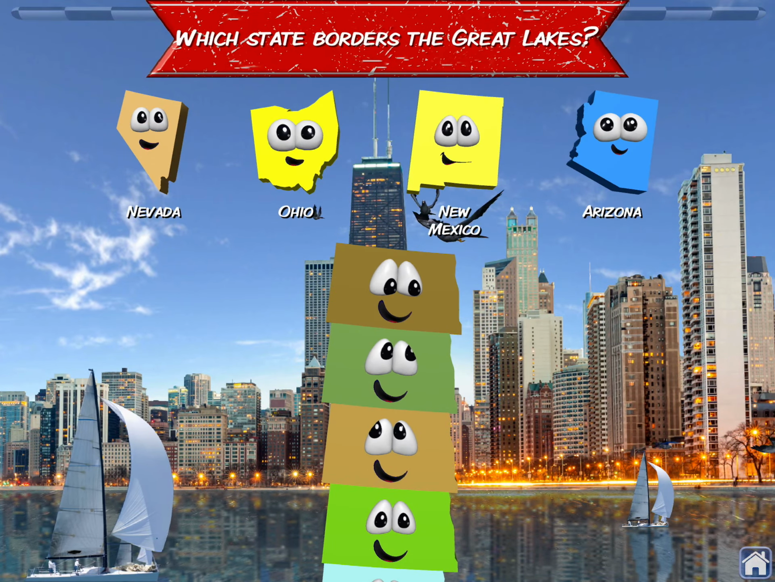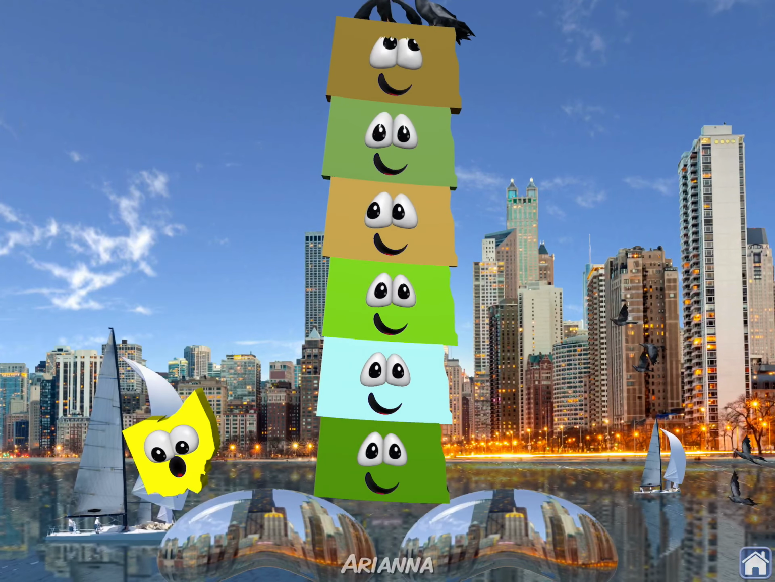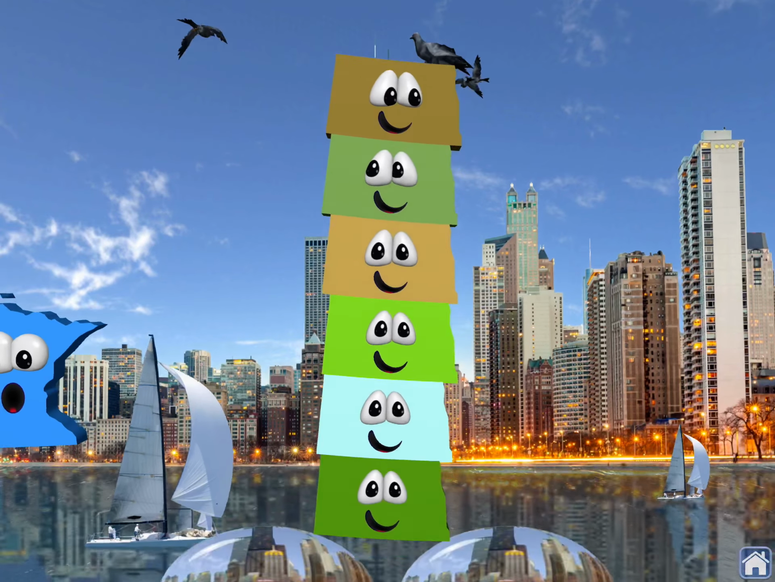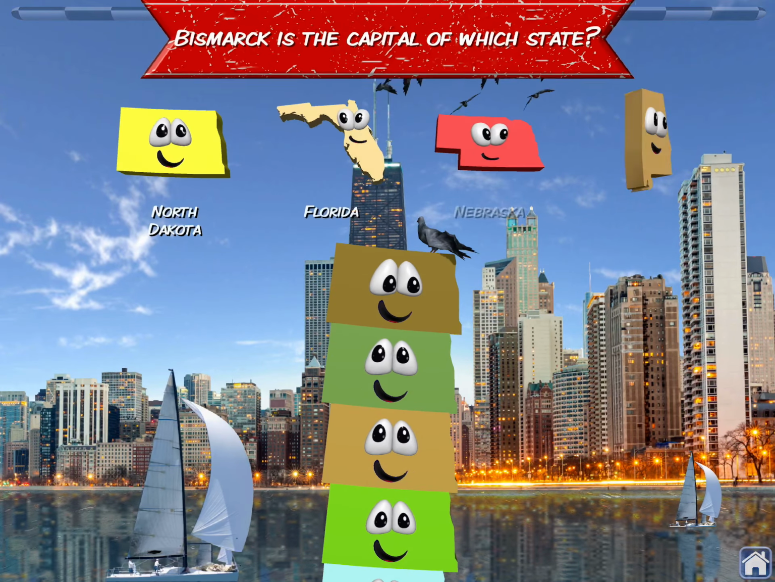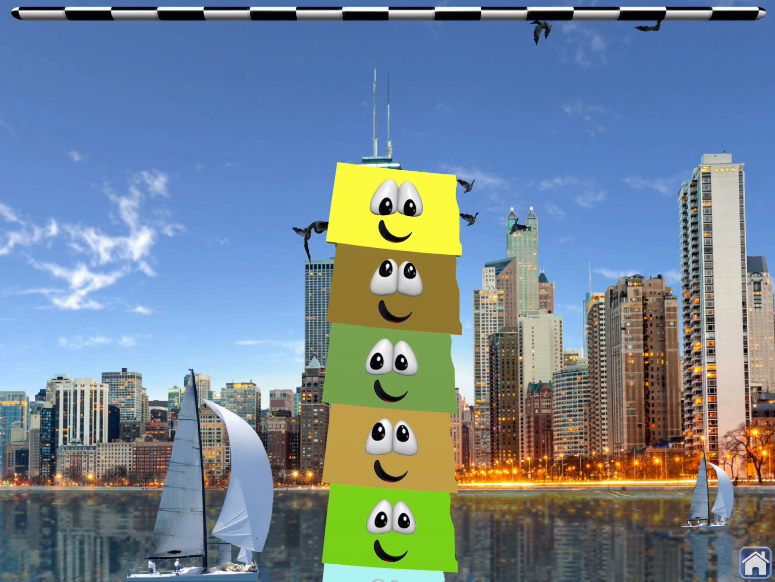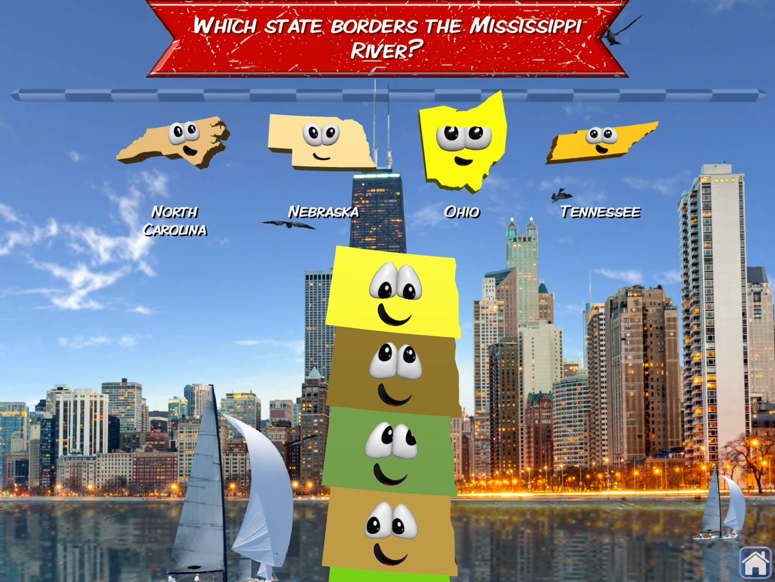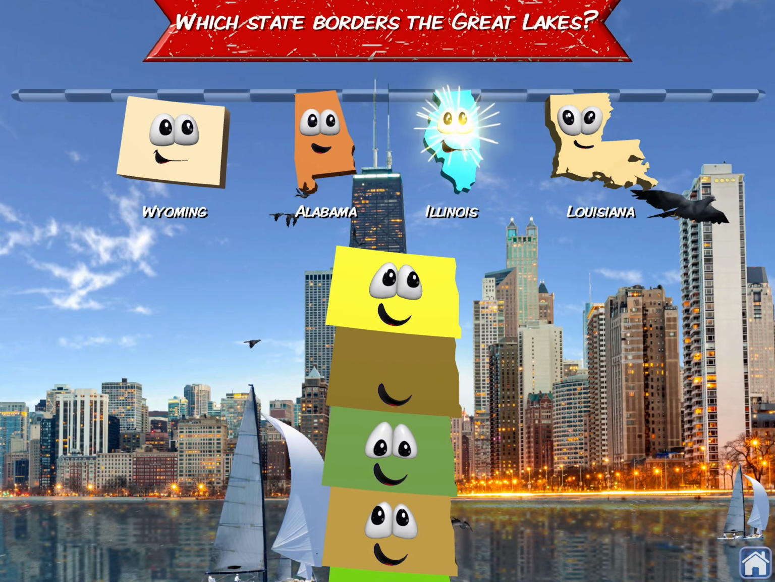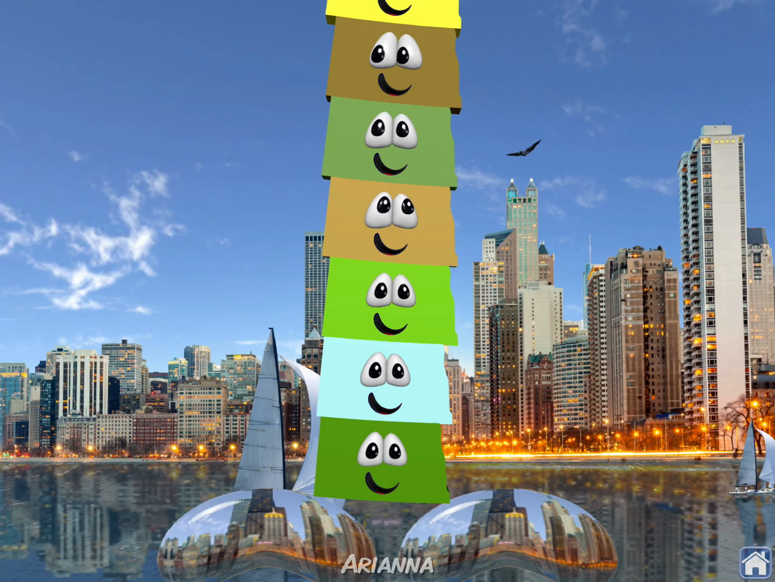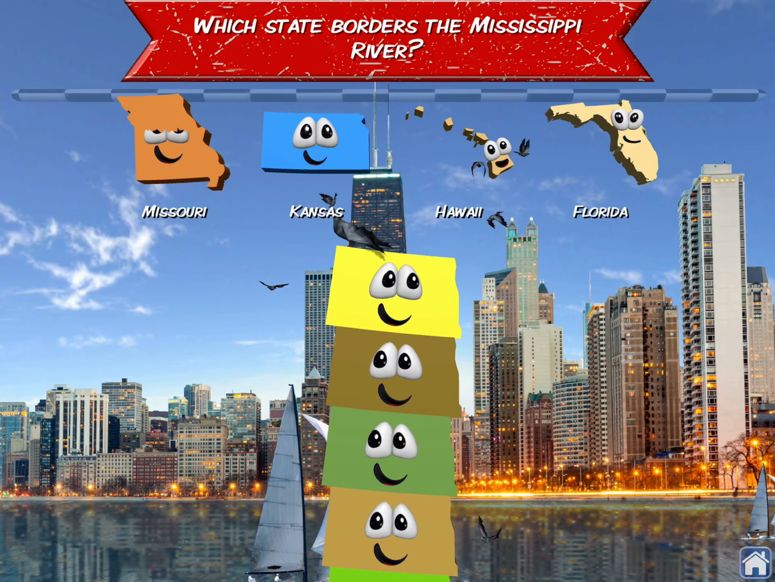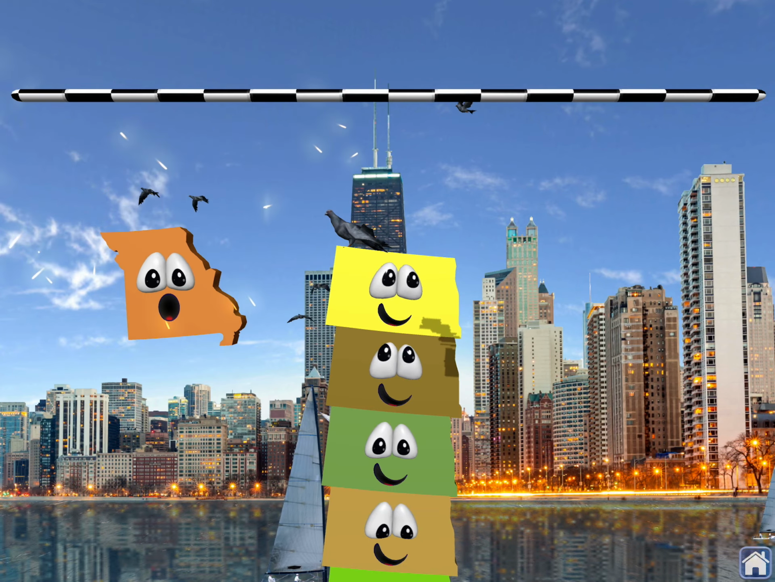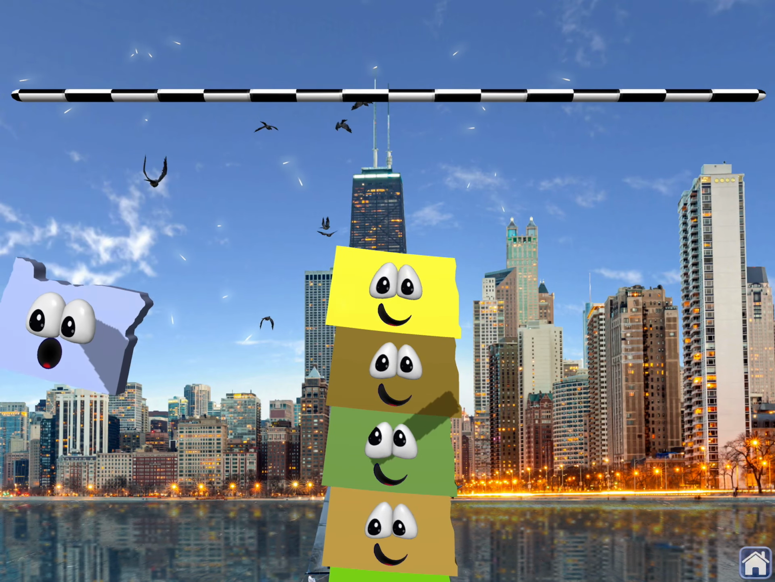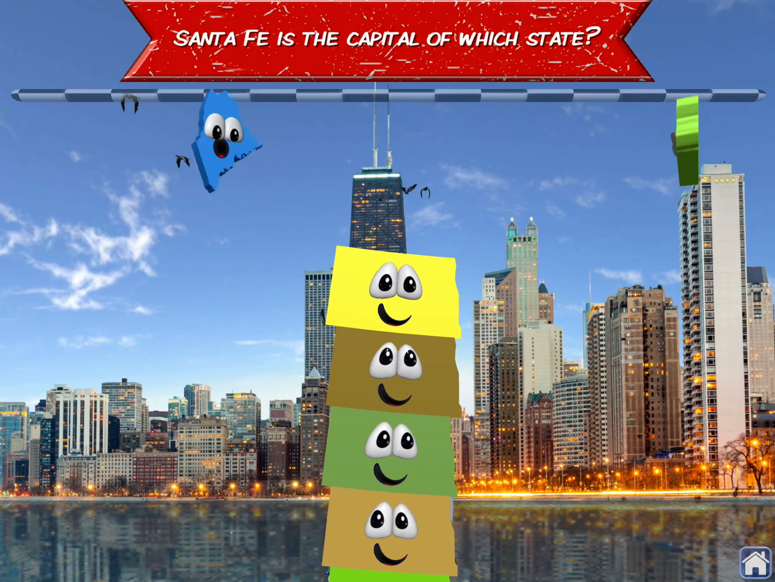Which state borders the Great Lakes? Nevada. Ohio. Which of these? Bismarck in North Dakota. Which state borders the Tennessee? Which state borders the Illinois? Which state borders the Mississippi River? Missouri. Which of these? Santa Fe, New Mexico.